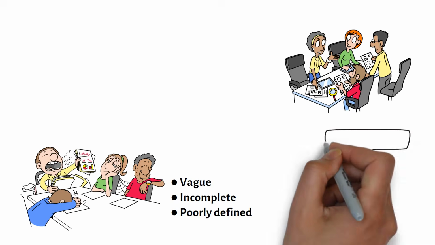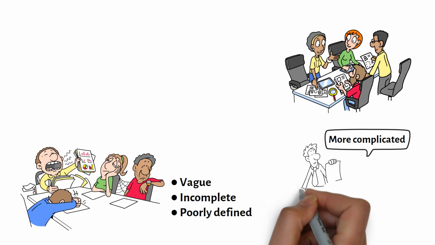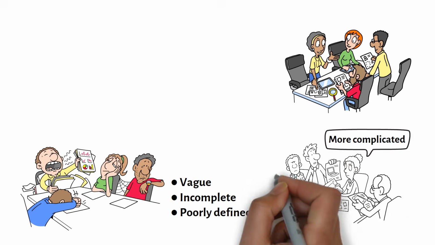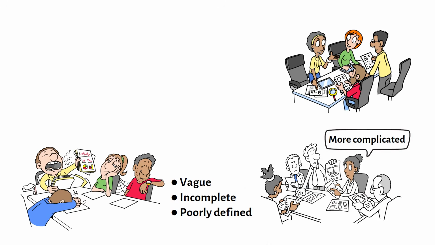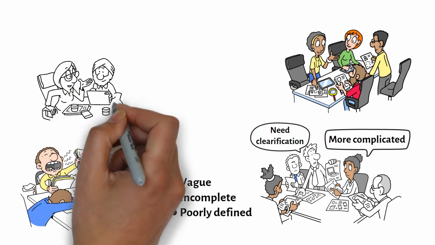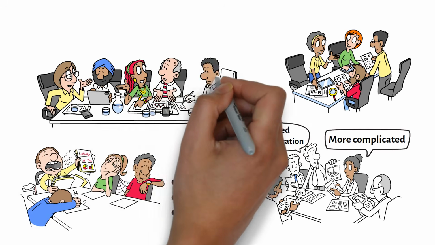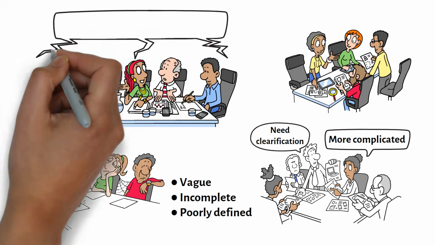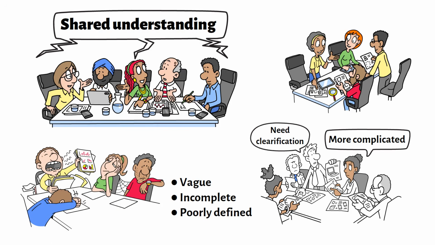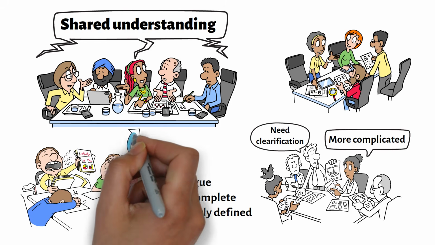Sometimes the discussion reveals that the story is much more complicated than originally expected. Other times, the team realizes the story still needs clarification before estimation can happen. This is completely normal in Agile environments. The goal is not to rush estimation. The goal is to build enough shared understanding that the team can estimate with reasonable confidence.